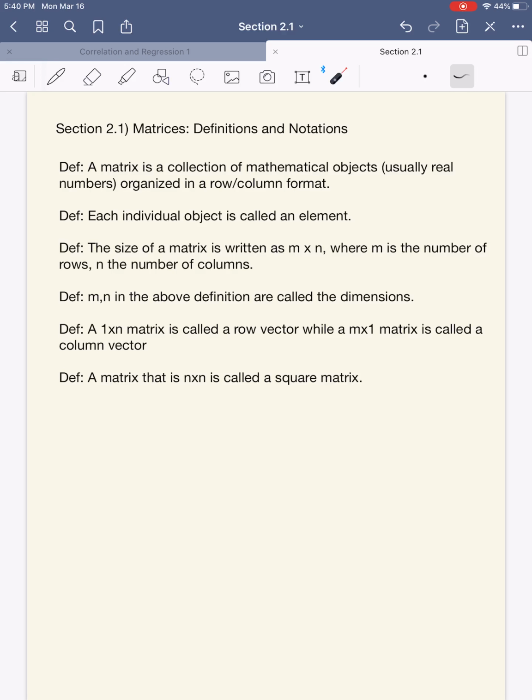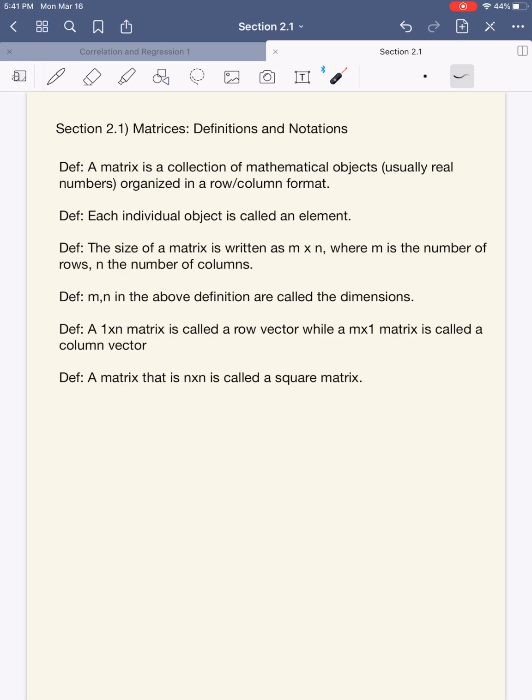A couple of special matrices that we should be aware of: if we have something that is 1 by n, meaning a single row and a bunch of columns, we call that a row vector. Whereas something that has a bunch of rows but a single column, so m by 1, that special type of matrix is often called a column vector. Furthermore, a matrix whose number of rows is equal to its number of columns, so n by n, is called a square matrix. That should make sense because visually, if you have the same number of rows as columns, when you put that into a rectangular format, it will appear as a square.